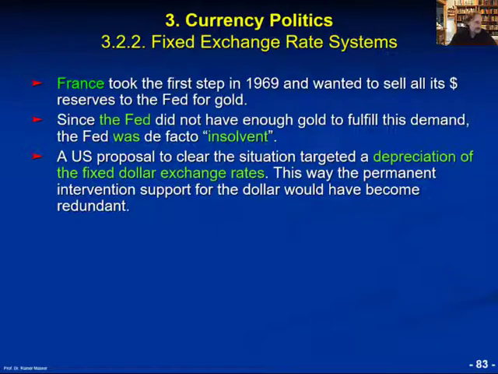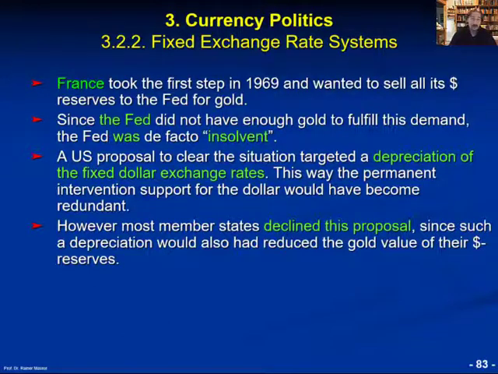The United States proposal to clear the situation targeted a depreciation of the fixed dollar exchange rates. This way, the permanent intervention support for the dollar would have become redundant. However, most member states declined this proposal since such a depreciation would also have reduced the gold value of their dollar reserves.